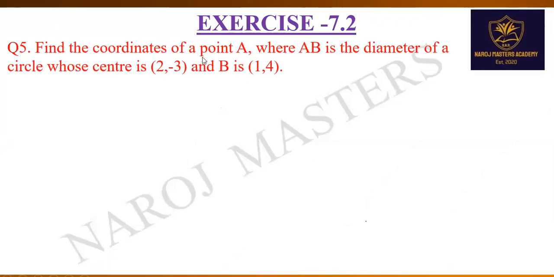Find the coordinates of point A, where AB is the diameter of the circle whose center is (2, -3) and B is (1, 4). First draw the circle. Where AB is the diameter of the circle, if you draw the diameter like this, this is your center point. So this is A and this is B.